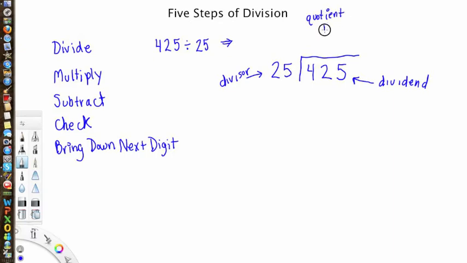Okay, the quotient goes up here on top. But here's our 5 steps. Divide. We take the divisor. 25 will go into 4. How many times? 0. Okay?